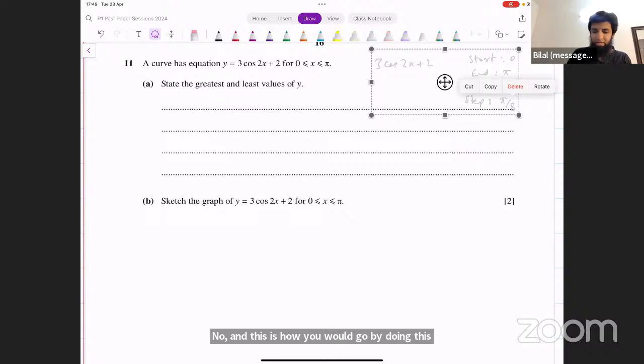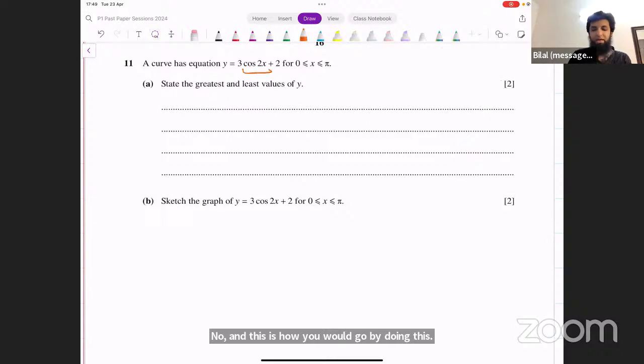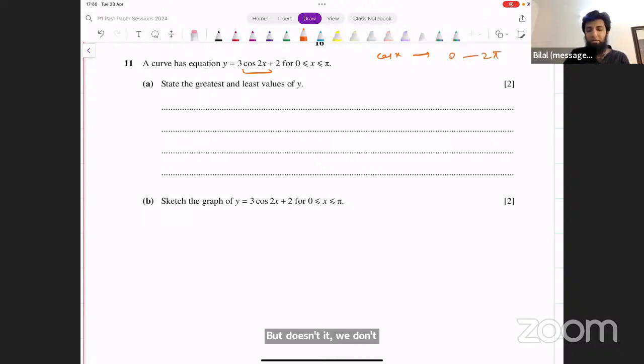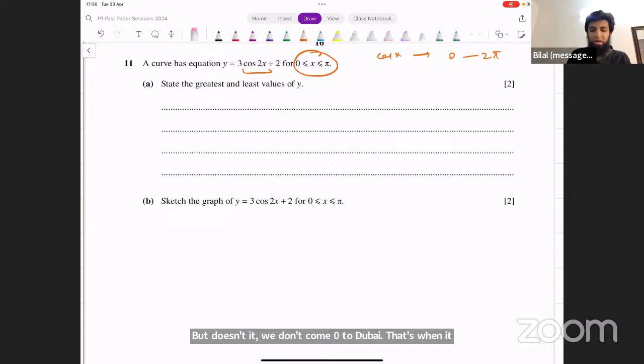You would say it's a cos function, right? Cos of 2x. What's the original period of the cos function? The original period is from 0 to 2 pi. That's when it completes one cycle. Sorry, the interval given here is from 0 to pi.